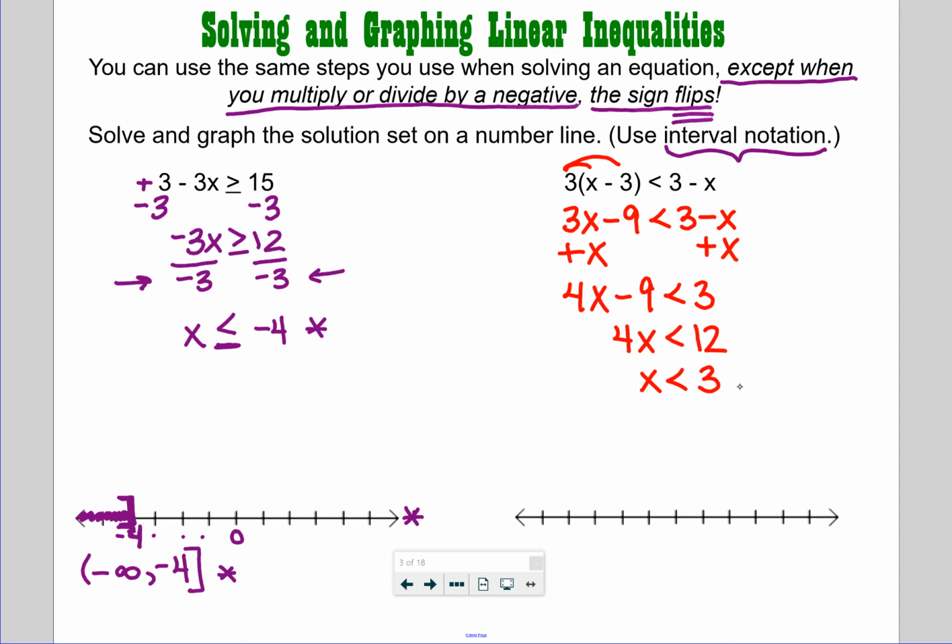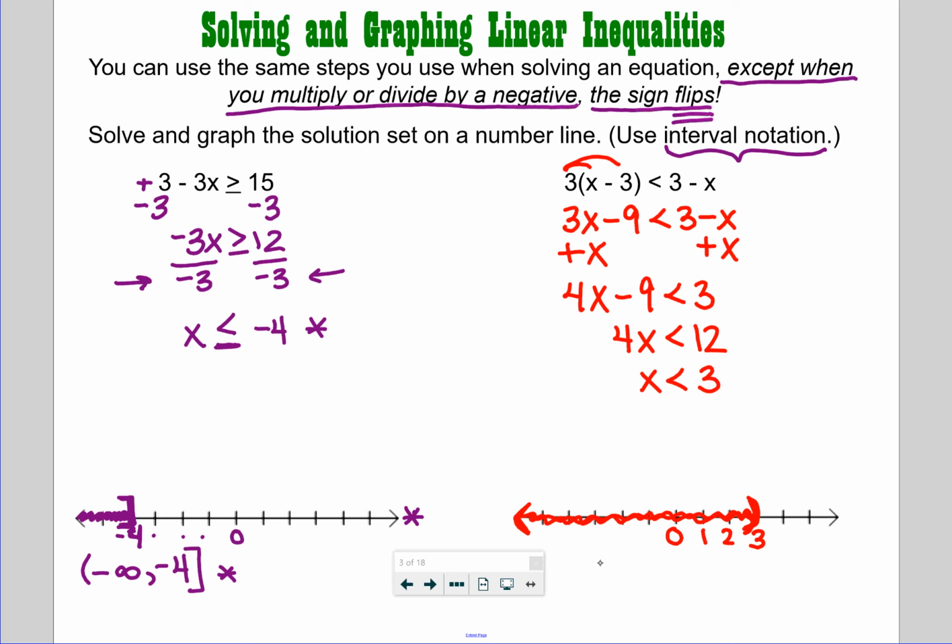Nowhere in this solving process did I multiply or divide both sides by a negative, so my inequality sign will stay a less than symbol. To graph that on the number line, I'm going to find 3, 0, 1, 2, 3. And my solutions are all the numbers x that are smaller than 3. So that means everything below 3 will be shaded on our number line. And because it's less than, not less than or equal to, we're going to use this time a parentheses facing that direction instead of a bracket.